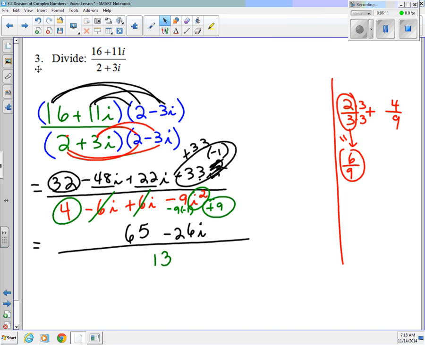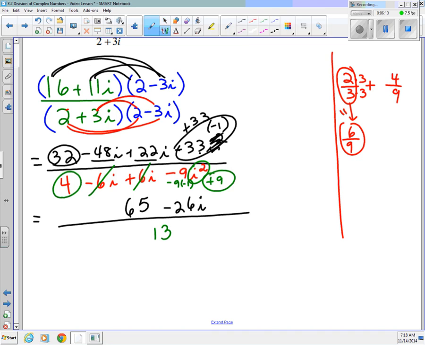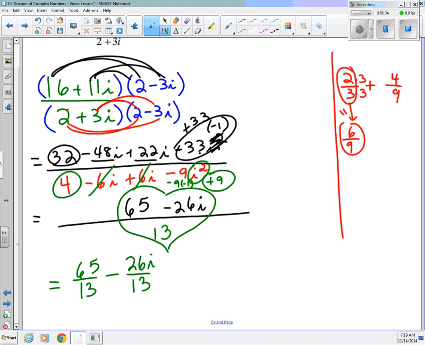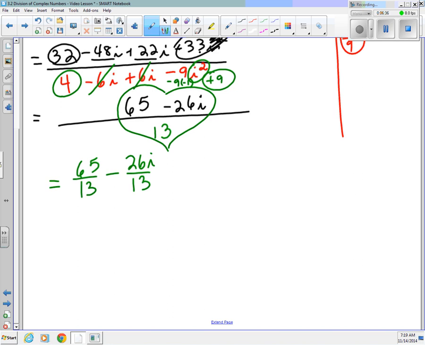Now, I have 65 minus 26i over 13. And I can handle this a few ways. One way I can handle it is to divide each of these by 13, which I call sharing the love. You can see my little heart here. So this really becomes 65 over 13 minus 26i over 13. And 65 over 13 is 5. And 26i divided by 13 is 2i.